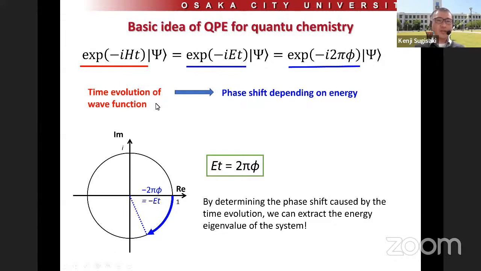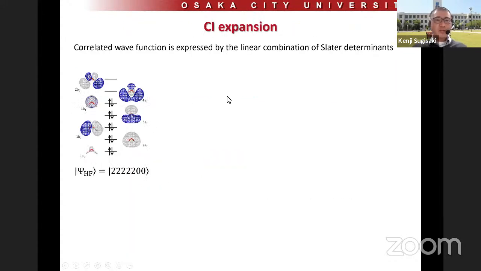So how do we map the wave functions? Let's think about the structure of the wave function based on the CI expansion. The correlated wave function is expressed by a linear combination of Slater determinants. This is a molecular orbital picture of the hydrogen molecule, a water molecule in the minimal basis set, and the Hartree-Fock wave function can be represented as shown here.